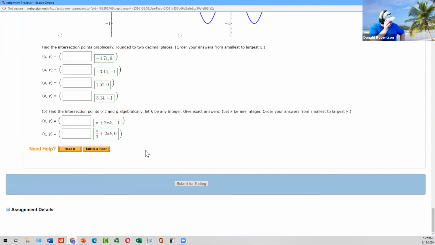Now it says find the intersection of these points algebraically. Unfortunately that's going to skip by, but I'll give you the start of it. Maybe that's enough to get you going.